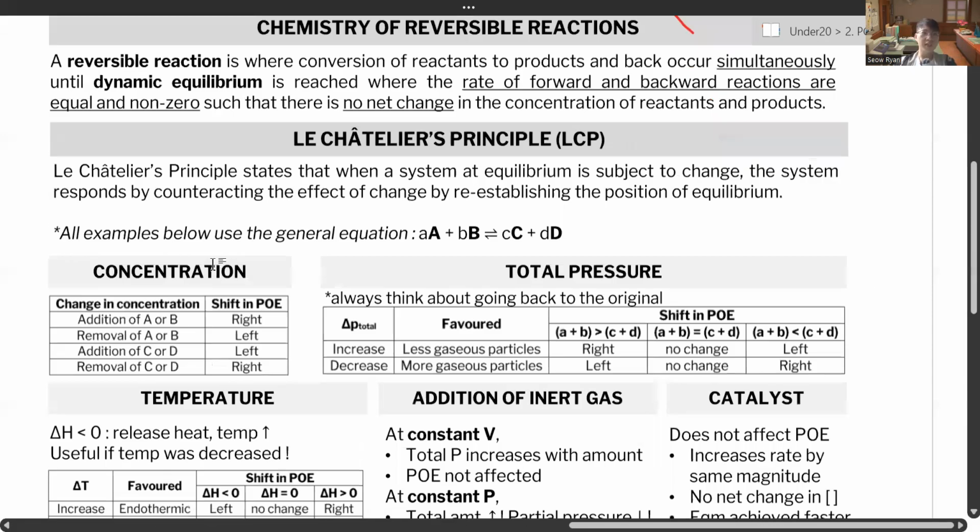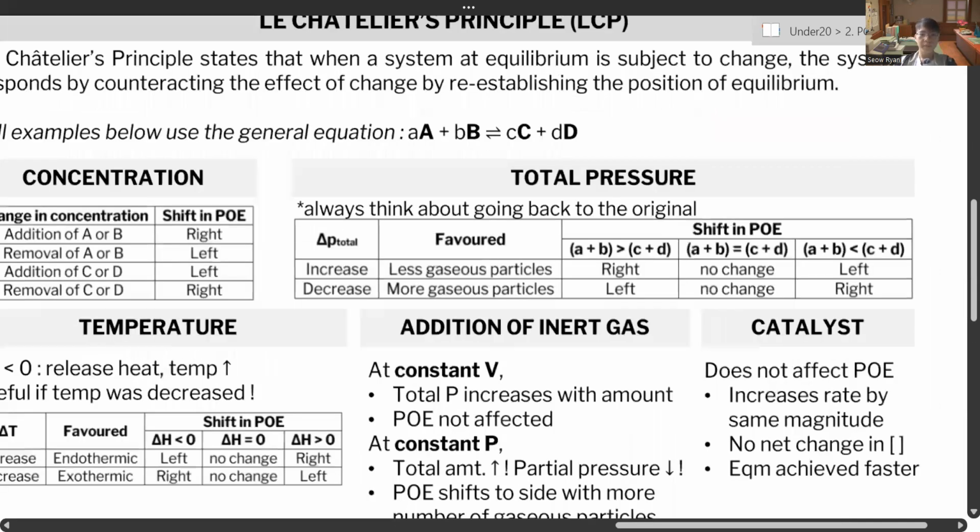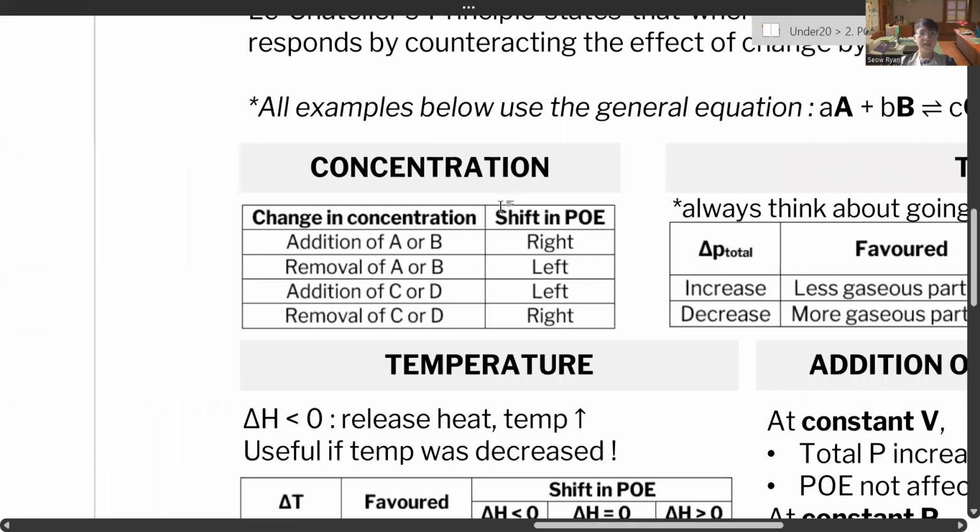Okay, so I'm going to explain all of this, but when you look at this on your own, you can use the AABB equation here to rationalize what's going on. Okay, so the first factor is concentration.